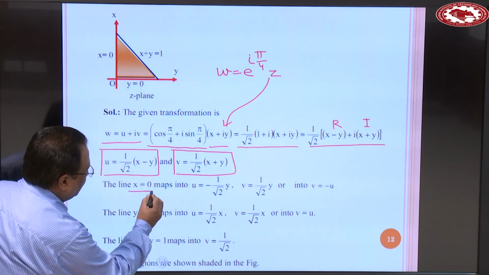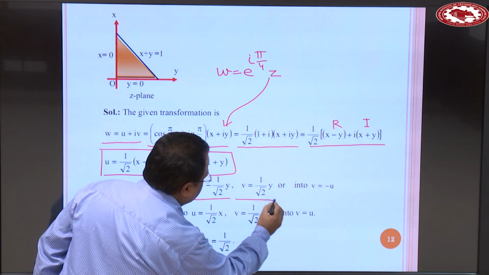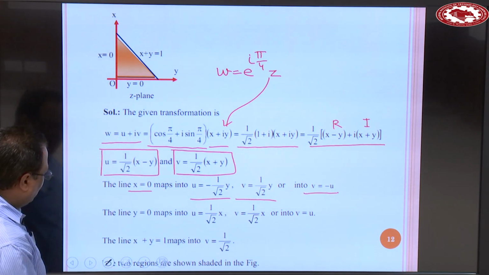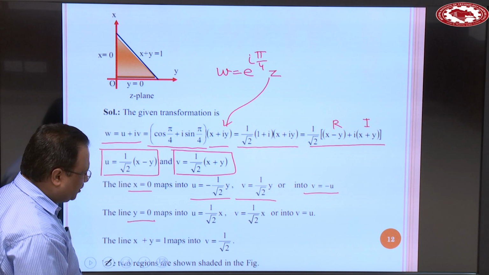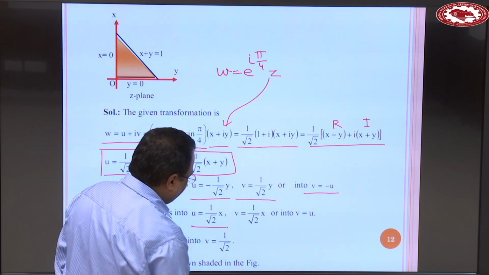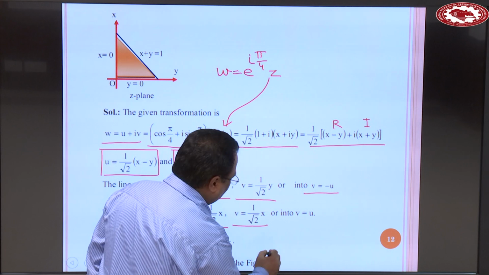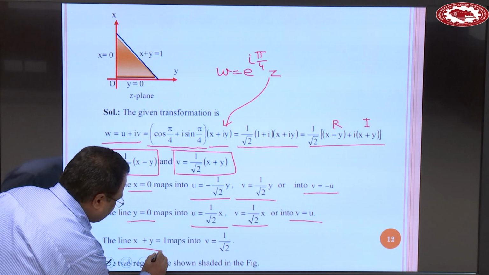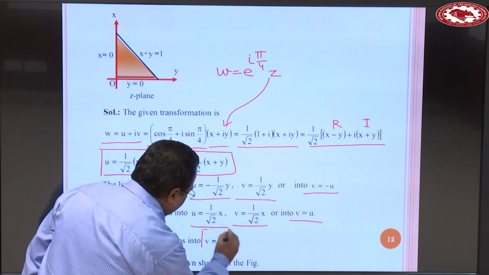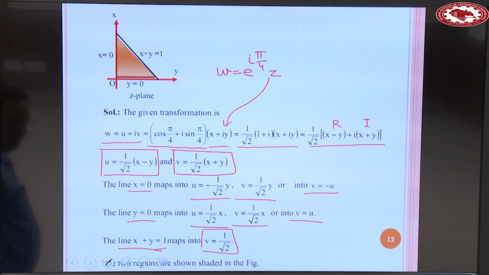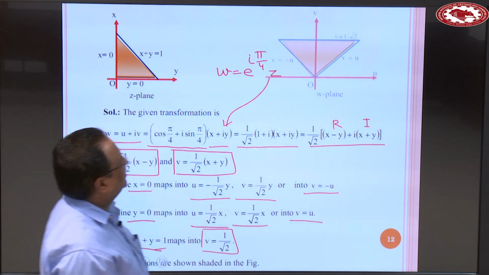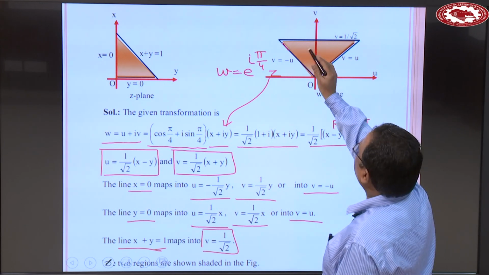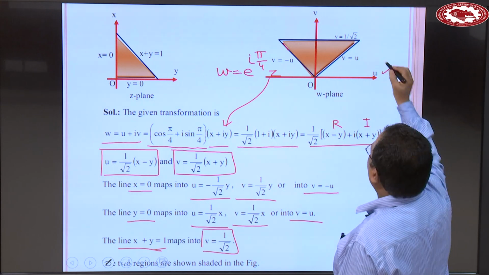Okay. Now calculate the corresponding lines in the w plane when we have given x equal to 0, y equal to 0, and x plus y equal to 1. So when x is 0, u is this and v is this, or v is equal to minus u. Now when line y is equal to 0, then u is 1 over under root 2 x and v is 1 over under root 2 x. So v is equal to u, and when line x plus y is equal to 1, then it becomes v is equal to 1 over under root 2. So the two regions are shown like this way. Okay. v is equal to u, this line, v is equal to minus u, this line, and v is equal to 1 over under root 2, this one. u axis, this one v axis.